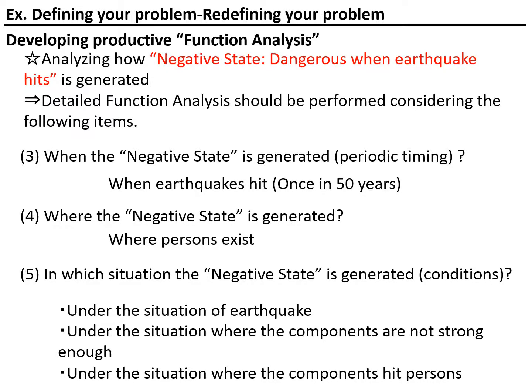Then, when is the negative state generated, including periodic timing? An earthquake hit happens only once in 50 years, so we should be scared by the large earthquake which happens once in 50 years. Where is the negative state generated? Where a person exists. In which situation is the negative state generated, including conditions? Under the situation of an earthquake, under the situation where the components are not strong enough, and under the situation where the components hit persons.